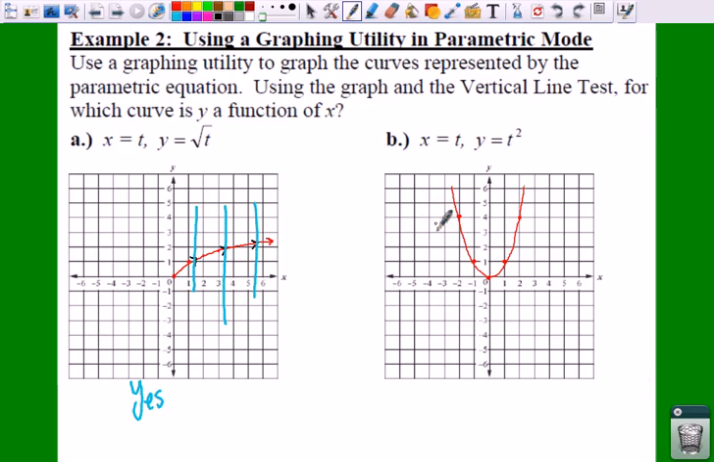Now the orientation is going to be from the left to the right, because you would plug in a smaller value first, and it's going left to right. Now does this graph pass your vertical line test? Once again, you just draw some vertical lines. Sure, this passes it also. So that shows that your curve y is a function of x.